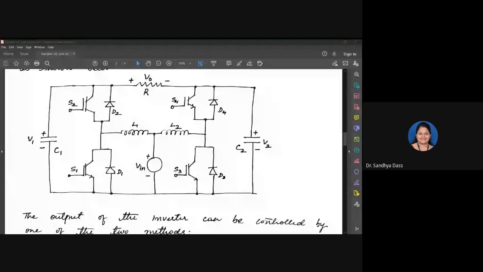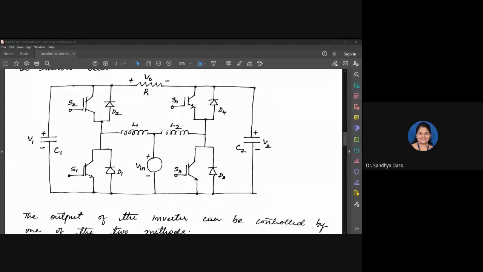Adeline Pinto, can you summarize what you understood with variable DC link inverter? Yes, ma'am. Initially, we have two converters, converter A and converter B, wherein converter A is a chopper, which gives a variable DC output, and we have an inverter, wherein the DC is converted into AC. Usually a switch is turned on and turned off.